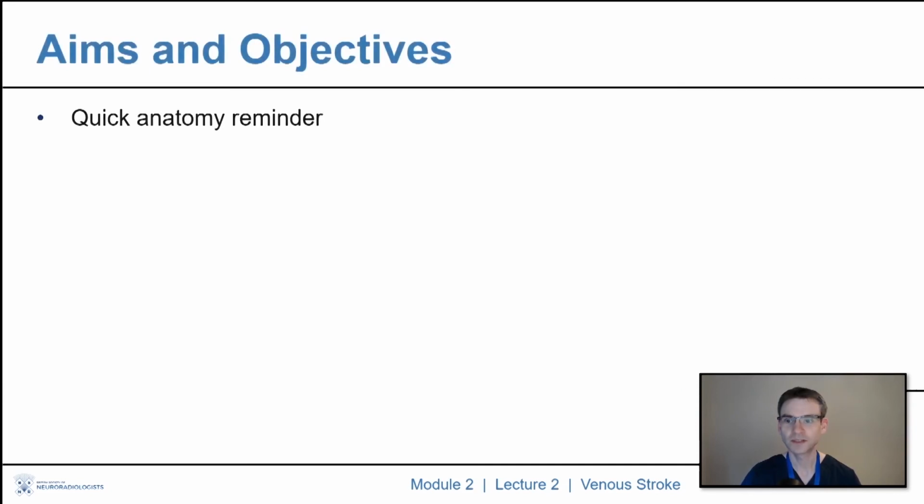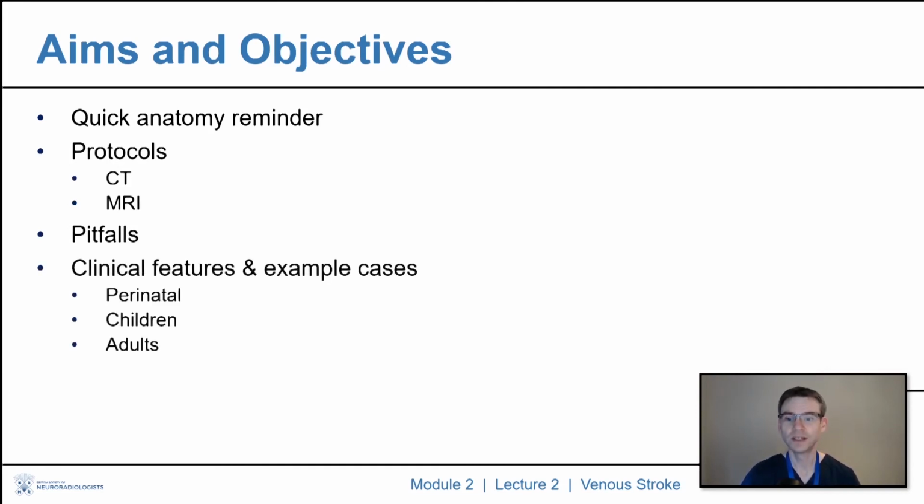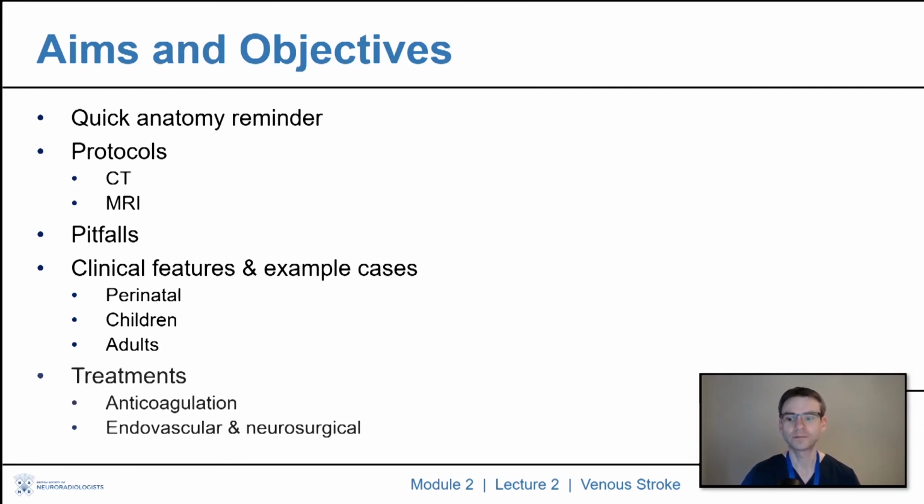So our aims and objectives: a quick reminder of the venous anatomy, going over protocols for CT and MR venograms, some pitfalls in the interpretation of those studies, looking at clinical features and 5 example cases to illustrate the findings that we might see in neonates, in children and in adults with venous stroke. And looking at some of the potential treatment options: anticoagulation, endovascular treatment, and when the patient's in real trouble, neurosurgical treatment.